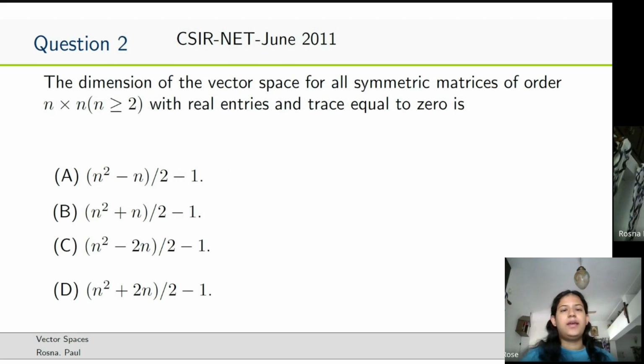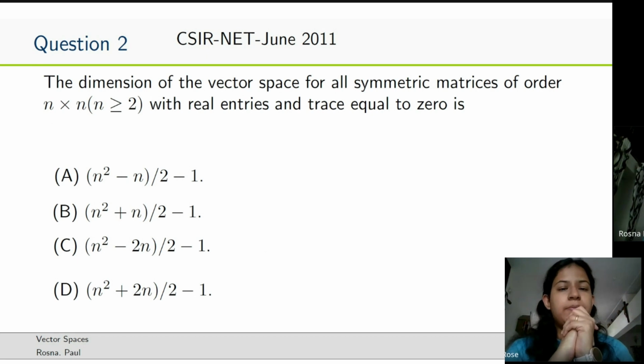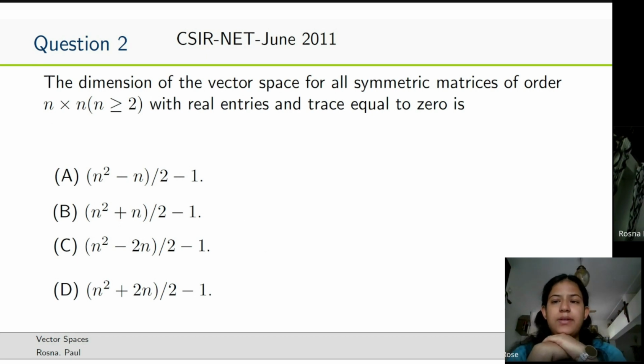Okay, then let's consider a question from the CSIR NET paper. The dimension of the vector space of all symmetric matrices of order n by n with real entries and trace equal to 0 is: A, (n square minus n) by 2 minus 1; B, (n square plus n) by 2 minus 1; C, (n square minus 2n) by 2 minus 1; and D, (n square plus 2n) by 2 minus 1. So what do you think about this question?